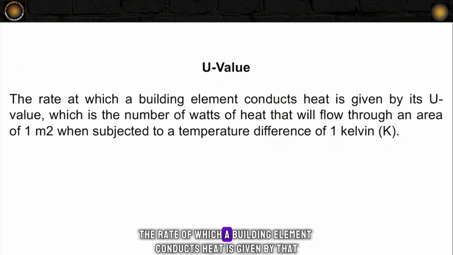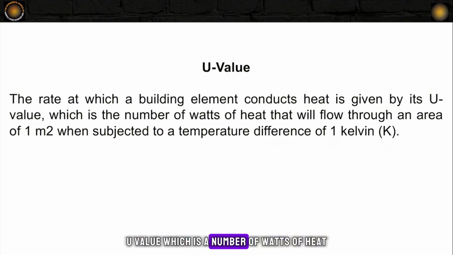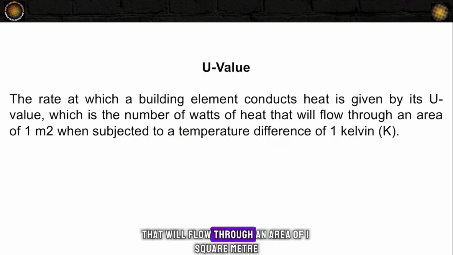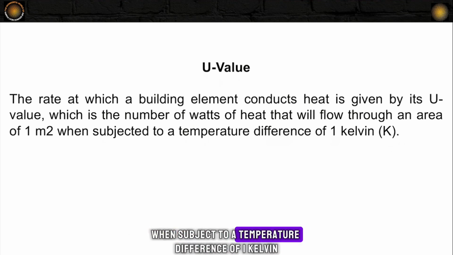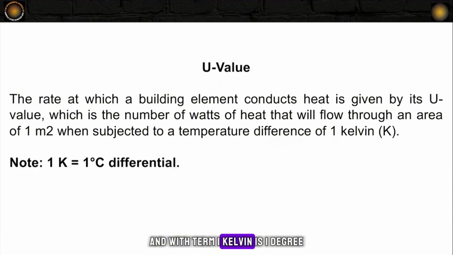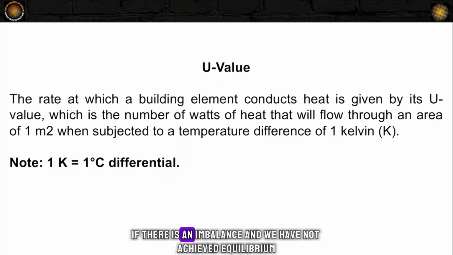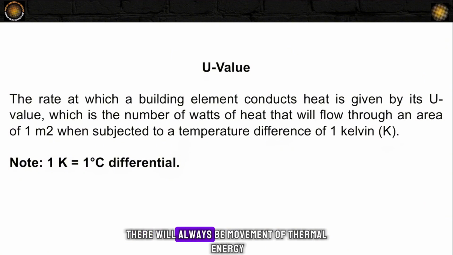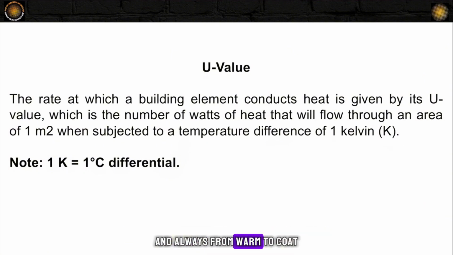So the rate at which a building element conducts heat is given by that U value, which is the number of watts of heat that will flow through an area of 1 square metre when subject to a temperature difference of 1 Kelvin. And we term 1 Kelvin as 1 degree. So always remember, if there is an imbalance and we have not achieved equilibrium, there will always be movement of thermal energy, and always from warm to cool.